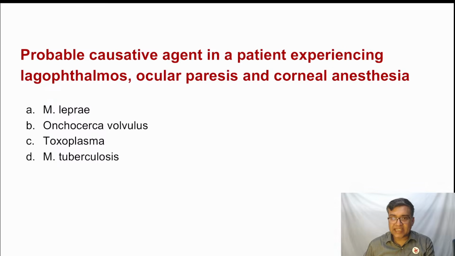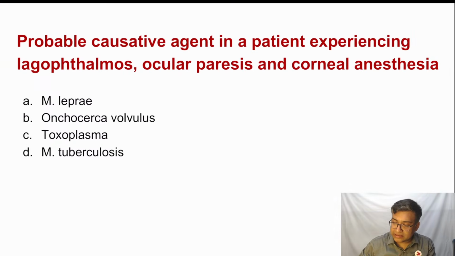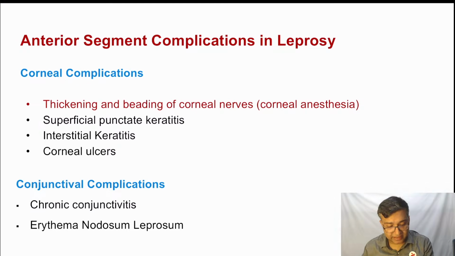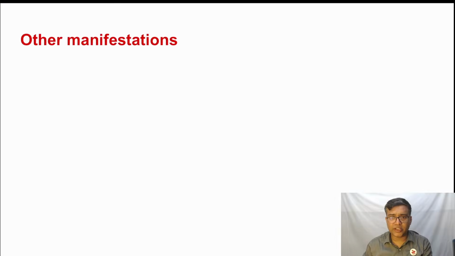Okay, so the patient is having a corneal anesthesia. So that means your cranial nerves are involved. And the patient is having a lagophthalmos here also. So these are basically the manifestations of Mycobacterium leprae. Very important is that leprae usually does not cause a posterior segment involvement, and in the cornea it can basically cause corneal anesthesia. It can cause nodes around your conjunctiva. So those are the most important things you need to remember.